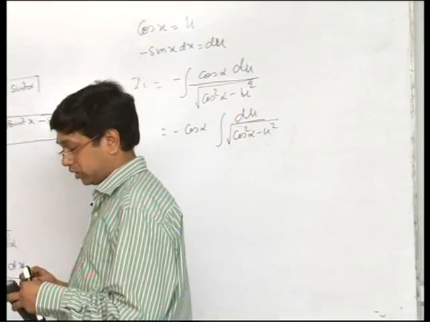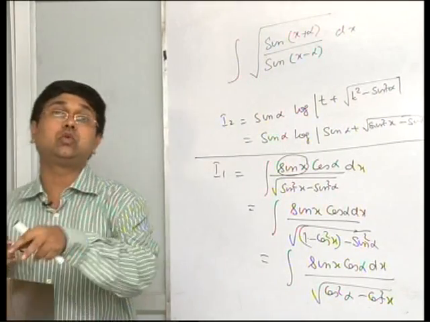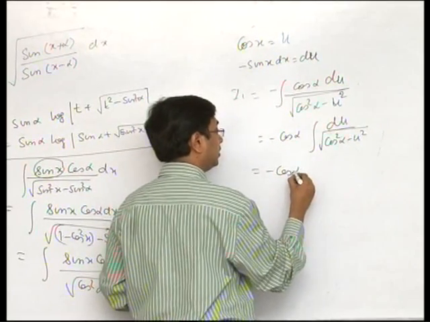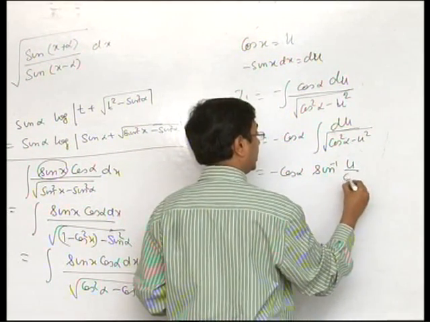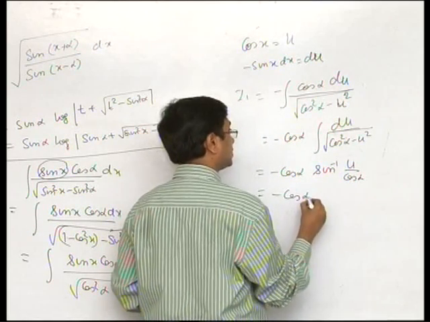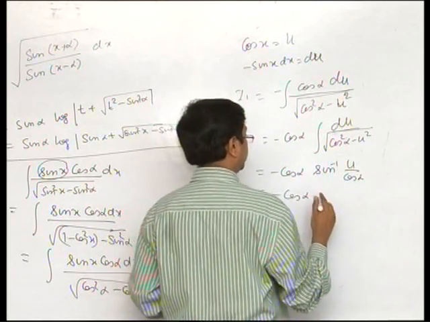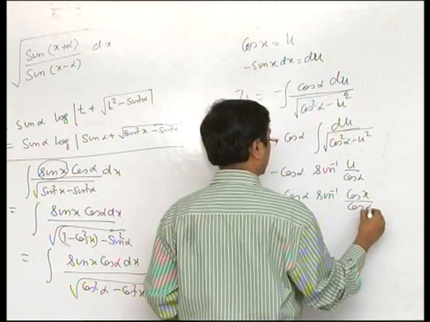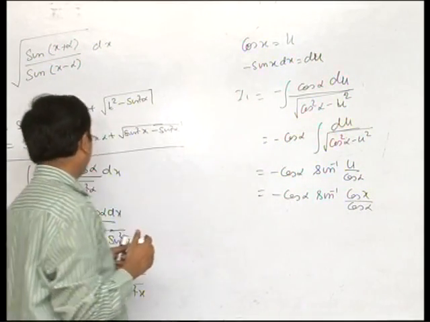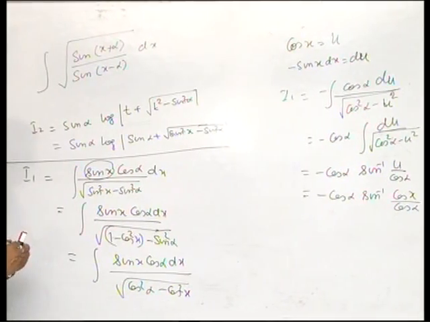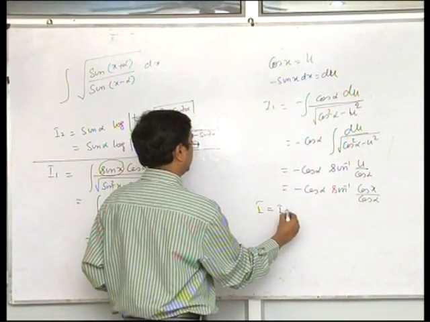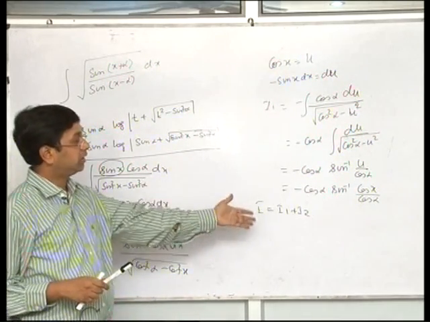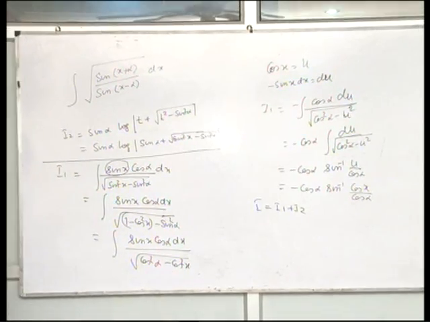Now the form becomes what? Constant first. So under the root you have a squared minus u squared. So what is the formula for that? Sin inverse u by a, which is cos alpha. So that is minus cos alpha under root a square minus u square. Sin inverse, what is u? Cos x by cos alpha. So this is the value of I1 and this was the value of I2. So what is I? I is simply I1 plus I2. You can put this value and this value here, and that will be the required integral, right?